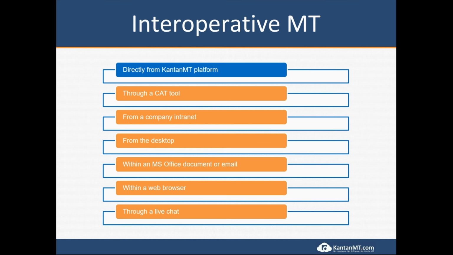So, to recap, we want to make Kantan as interoperable as possible, and so far it can be used through all these platforms or ways: directly from the platform, through a number of CAT tools and TMSs, from a company intranet or internet, from everybody's desktop, within an MS Office document or email, within a web browser, and through a live chat.